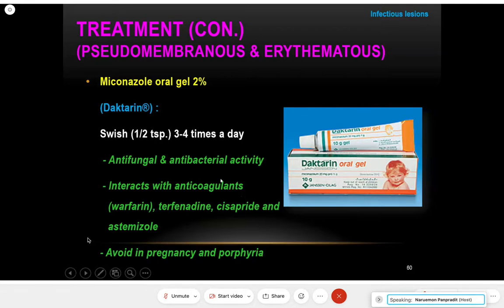But this medication contains antifungal and antibacterial activity. And be careful, it interacts with anticoagulants like warfarin and others, and avoid it in pregnancy and with warfarin.